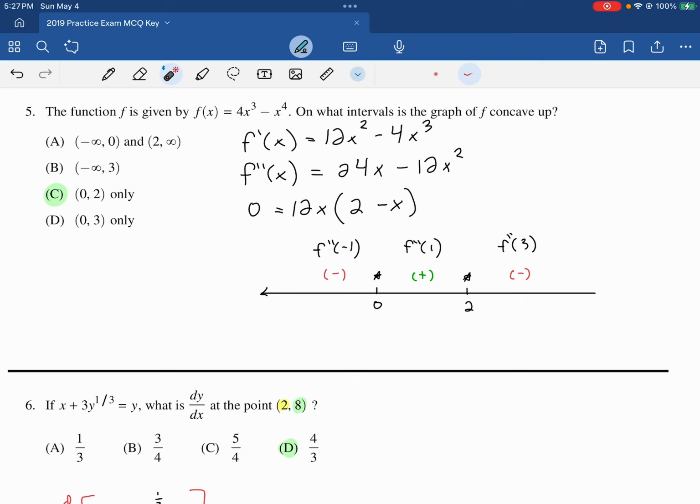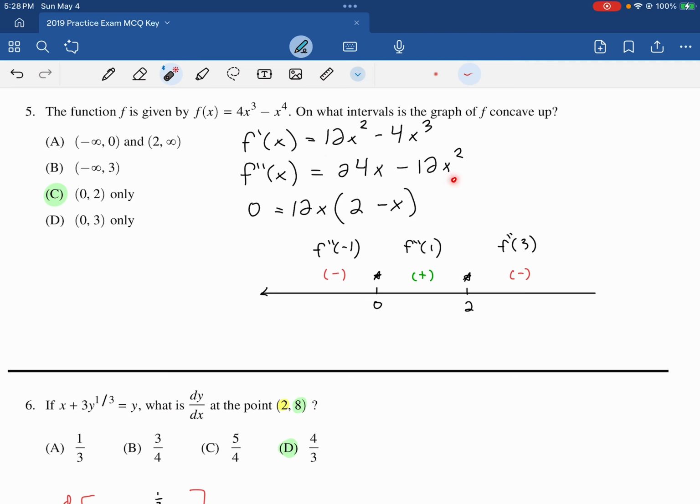Number 5, the function f is given by f of x here. On what intervals is the graph of f concave up? Anytime I hear concave up or concave down, I know I need my second derivative. So we take the derivative of this to get f prime, take the derivative of that to get f double prime of x. And I definitely want to set this equal to 0 to find the times when I might have a point of inflection, a change of concavity.